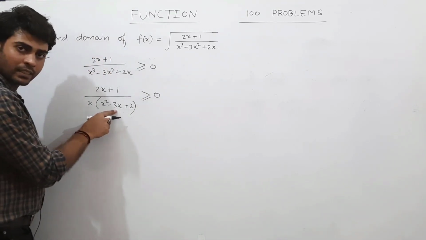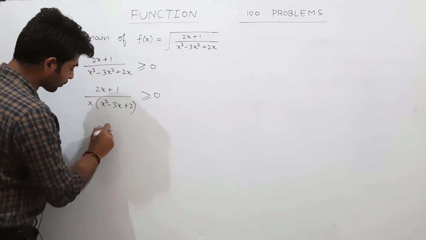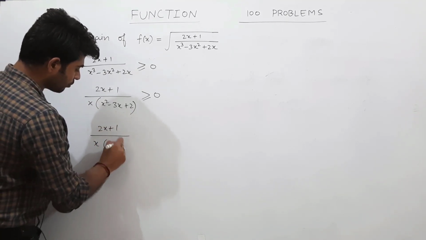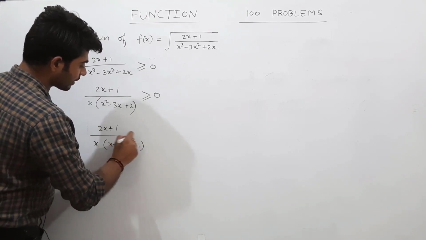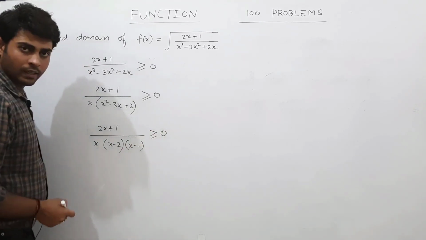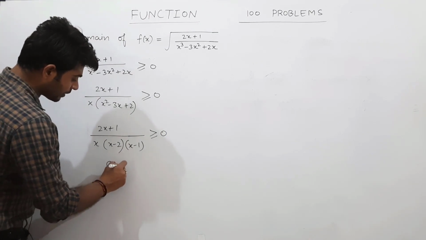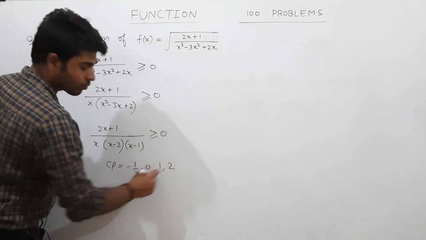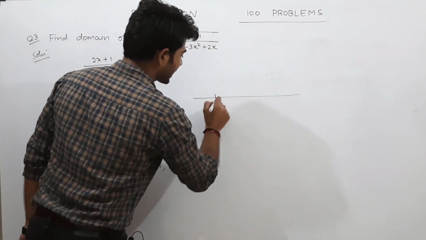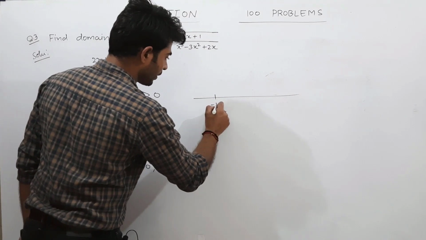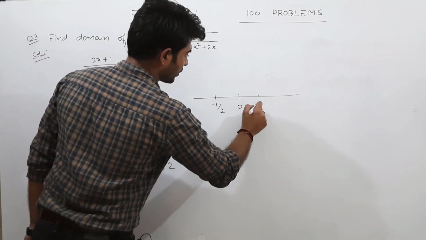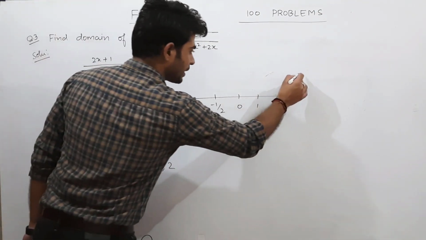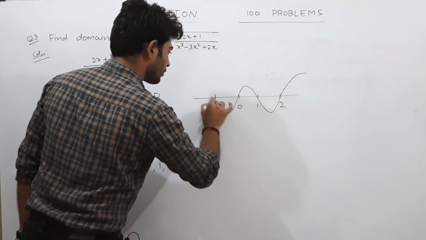Now further we can factorize this quadratic. We can write (2x plus 1) upon x into (x minus 2) into (x minus 1) greater than or equal to 0. Again the critical points, if you see, will be minus 1 by 2, 0, 1, 2. So again we are going to apply the sign system of the Wavy curve. So minus 1 by 2, 0, 1, 2. So now if you apply the Wavy curve concept here, simply it will come like this.